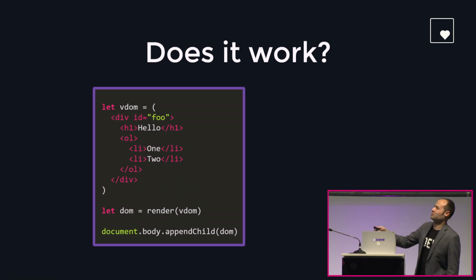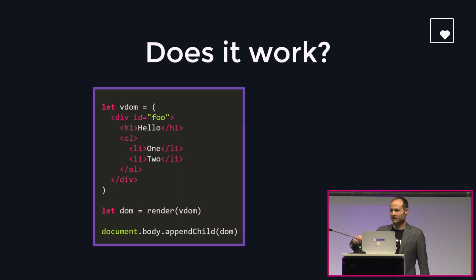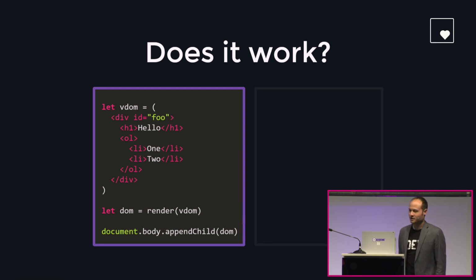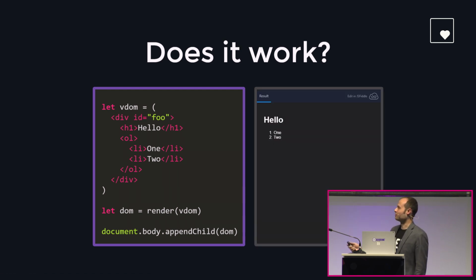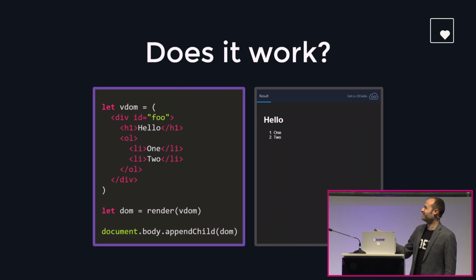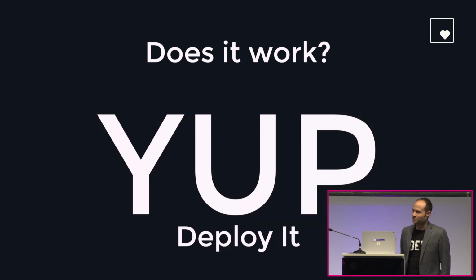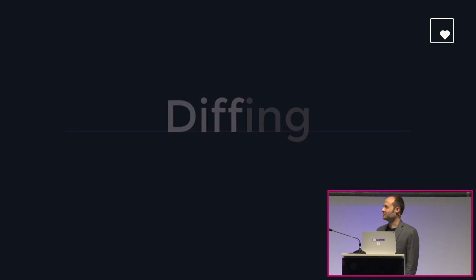So here's the virtual DOM that we wrote. We're going to pass it through the render function that we wrote, which gives us back a DOM node, and we're just going to chuck that into document.body. On the right here, tethered through my phone, it worked, yay, is the output in JS Fiddle. So it works. Deploy it to production. Just be thankful you don't work with me.